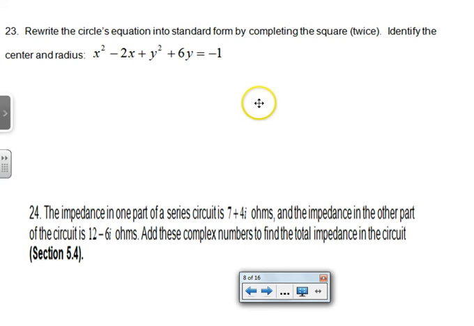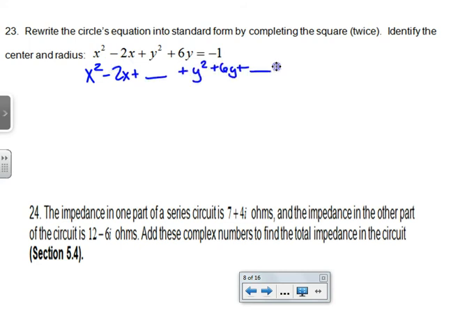Okay. We want to rewrite the circle equation into standard form by completing the square, but we're going to do it twice because we have to do it for the x's and the y's. So remember, the constants need to stay on the right hand side, and whatever you added to the left, you have to remember to add to the right.